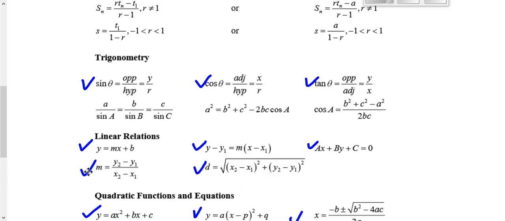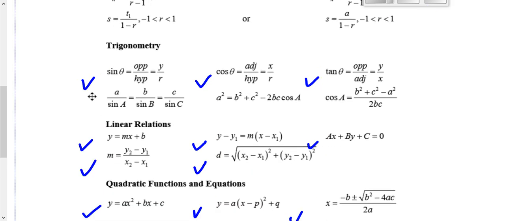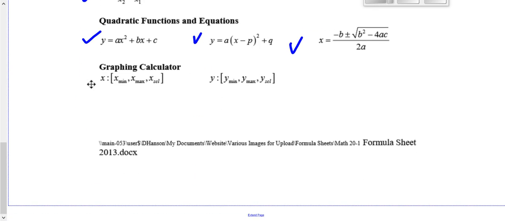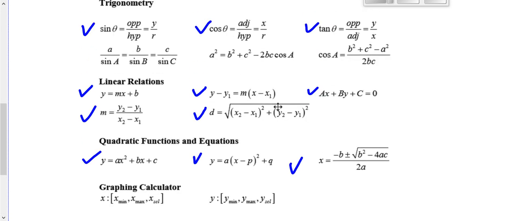So right here on the formula sheet, oops, this is annoying. Every time I did this, it's the same thing. Okay. So, check.